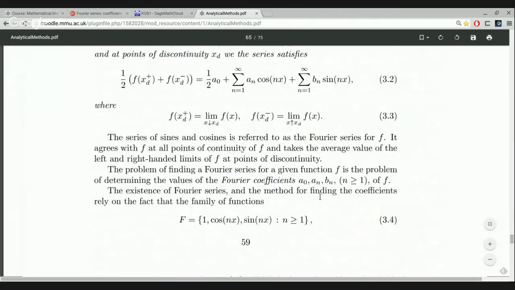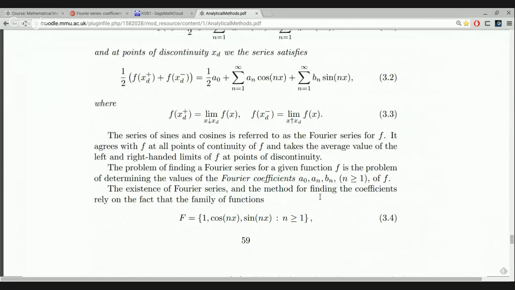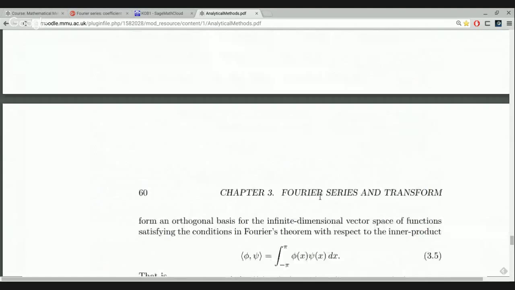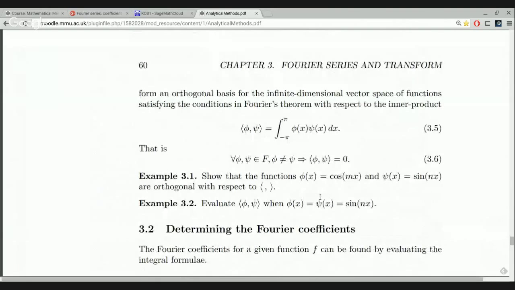Keeping on that theme, this set F here at the bottom of page 59 is the set of basis functions. And if we have a set of basis functions, we need an inner product to go along with that. The inner product will allow us to extract the formulae for the coefficients that appear in the linear combination, from taking inner products of the vector with the various basis functions.